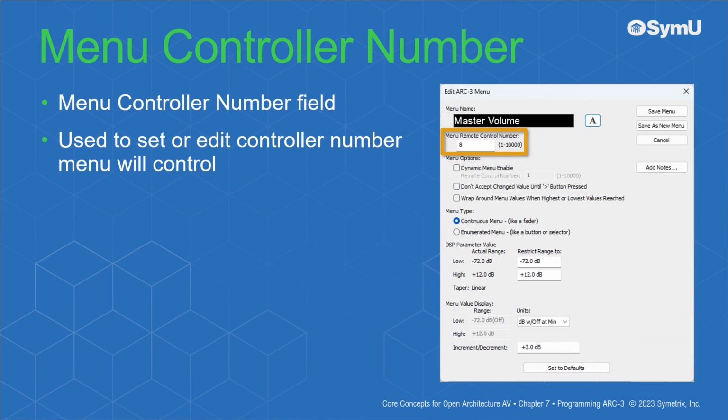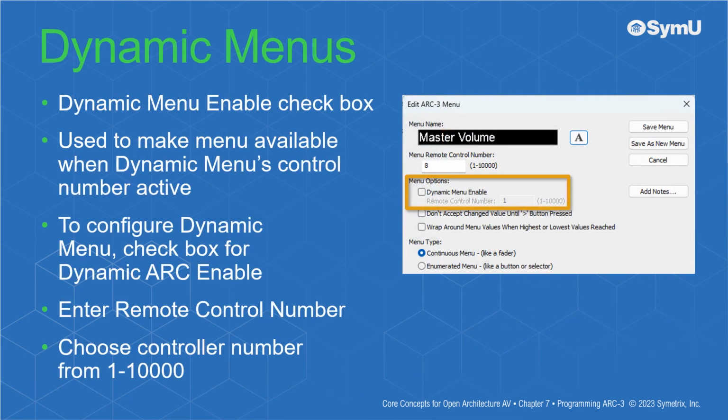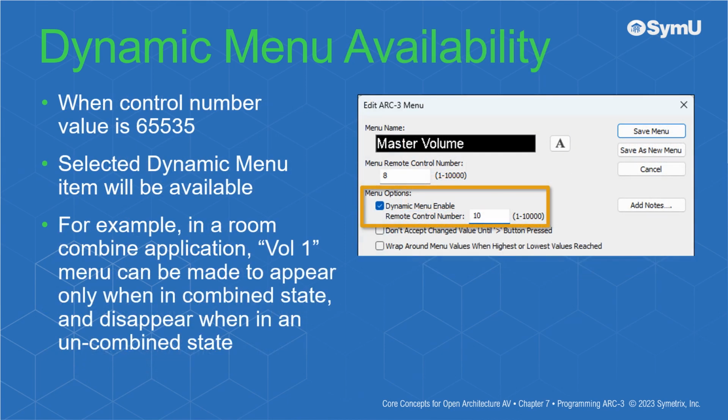Menu controller number field is used to set or edit the controller number that the menu will control. The Dynamic Menu Enable checkbox is used to make the menu available when the dynamic menu's control number is active. To configure the dynamic menu, check the box for Dynamic ARC Enable, enter a remote control number, and then choose the controller number from 1 to 10,000. When the control number value is 65535, the selected dynamic menu item will be available.